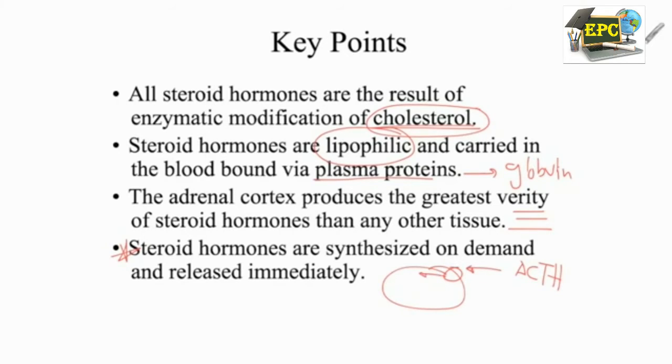Then we have a second messenger and all that pathway, and then we synthesize from DNA transcription and translation, and so on, and then it is immediately released to the circulation by being carried by the globulin plasma protein that we mentioned before. It is not stored unlike other hormones, so it is immediately secreted into the circulation.